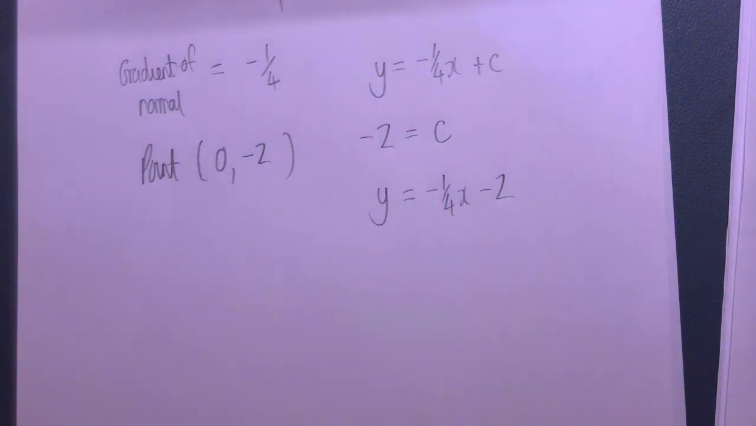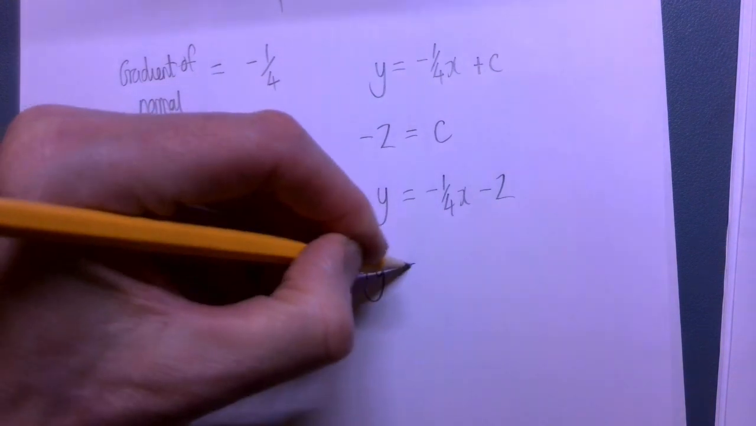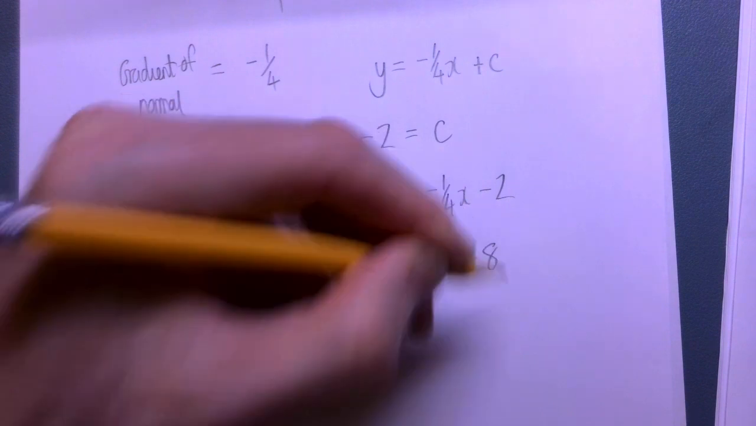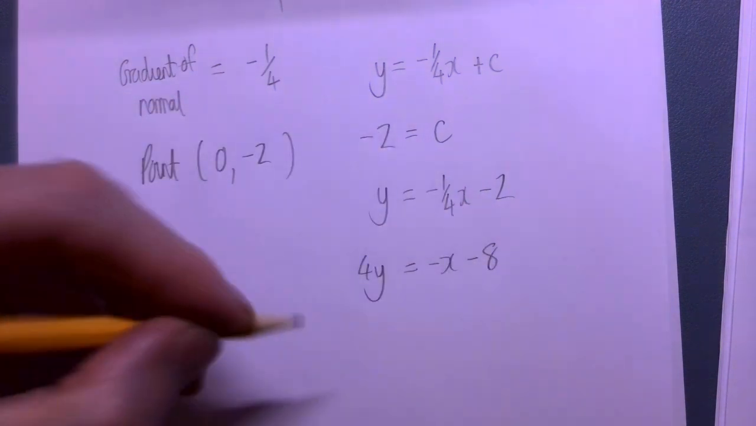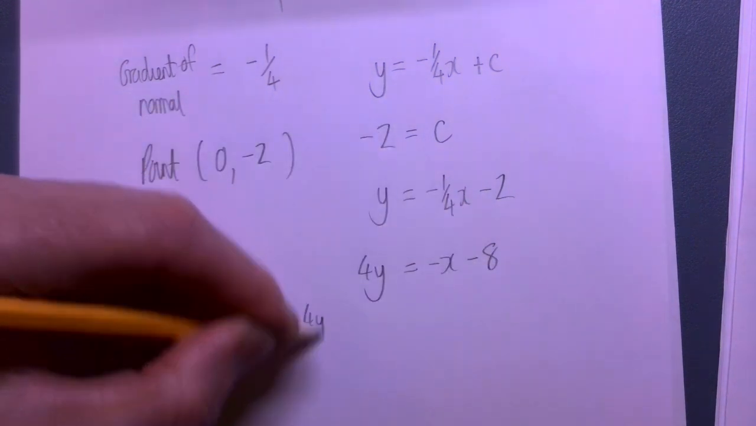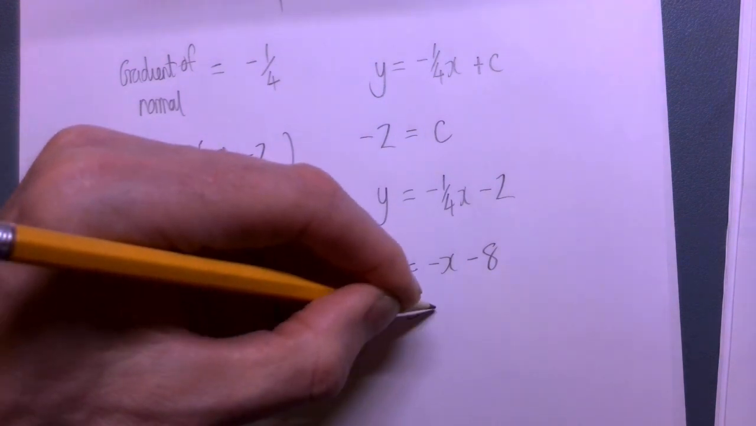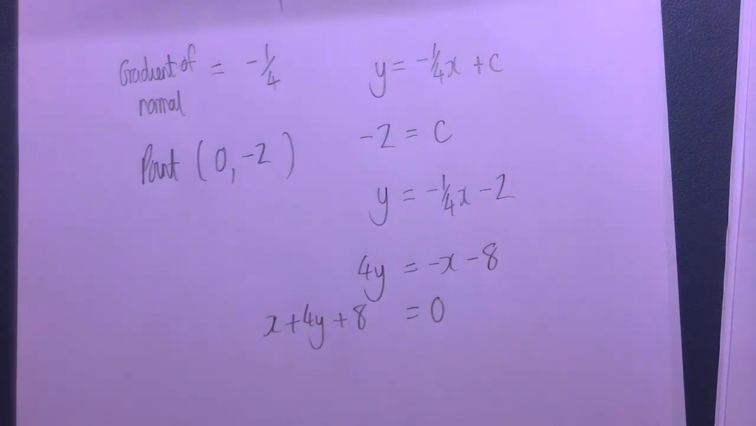We're told to give it in the form with whole numbers, so I'm going to multiply everything by 4 and then shovel everything onto the left hand side. So I've got x plus 4y plus 8 equals 0. Quick check of the answer booklet. I'm hoping that's correct. And it is correct. There we go. So that's that, question 12.